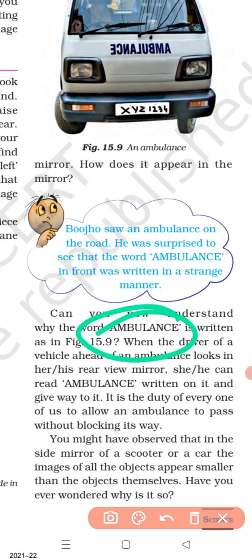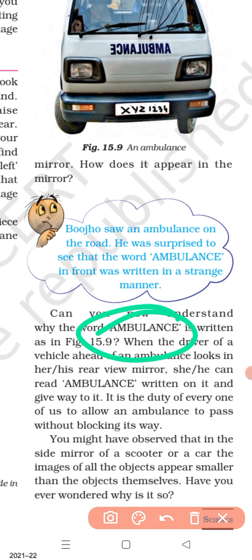You know that an ambulance carries seriously ill patients, and we can make way for it to pass through so that it can reach the hospital quickly. There are letters of the English alphabet in which the image formed in a plane mirror appears exactly like the letters themselves. It is due to lateral inversion that the image of our right hand appears to be the left. So when we sit in front of a plane mirror and write with our right hand, it appears in the mirror that we are writing with our left hand.